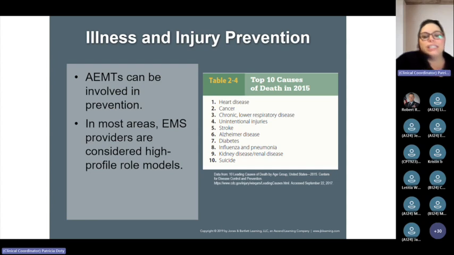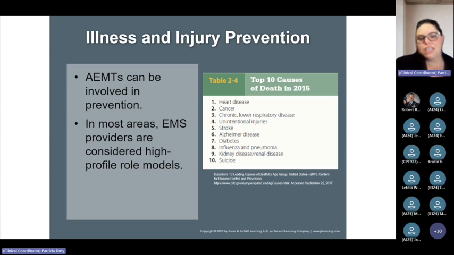Okay. Illness and injury prevention. Table 2-4 has the top 10 causes of death in 2015. Now, granted, I know that's almost a decade ago, but heart disease is still number one. Cancer is still number two. Just going to throw that out there. Stress is further up than that. Okay. Because now stress is considered one of the main reasons of causing heart disease, stroke, and some other stuff, right?